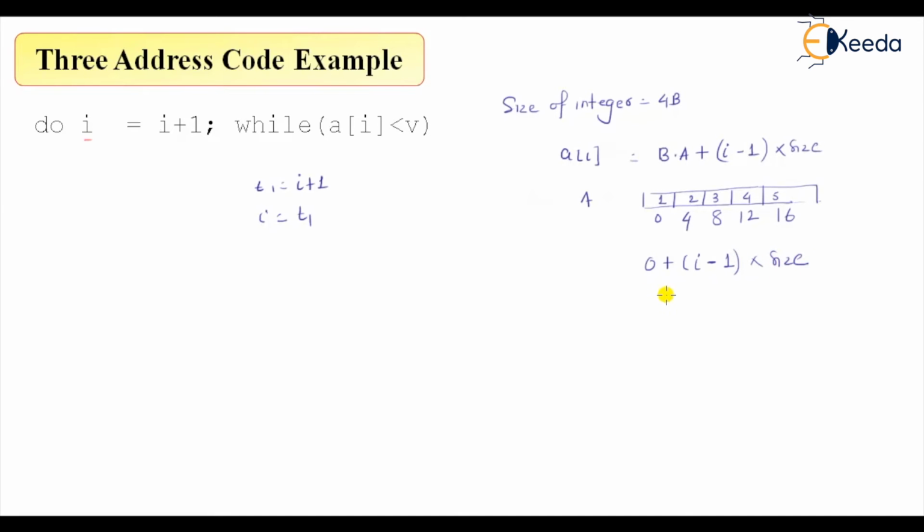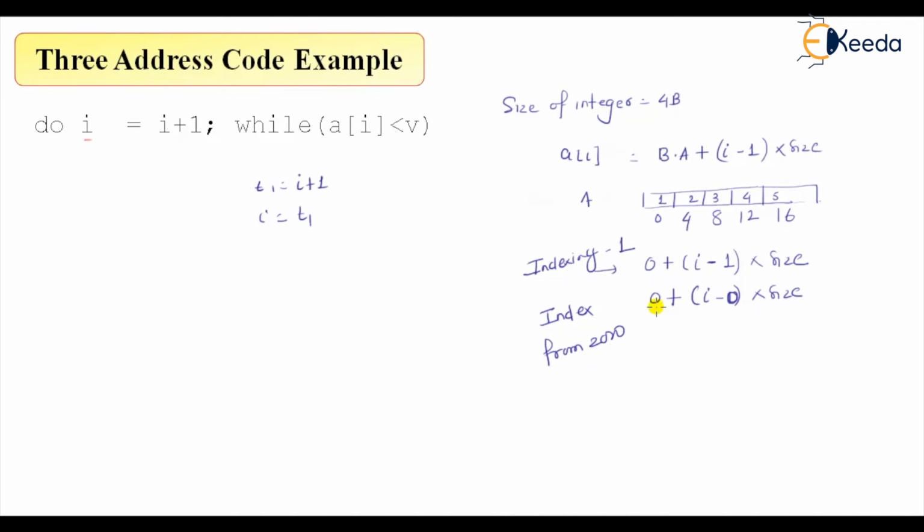size, so I can get my address. If the indexing starts with 0, then I minus 0; otherwise, if indexing starts from 1, then I should write I minus 1, into size. So there are two conditions: this one is for indexing from 1, and this one is for indexing from 0.